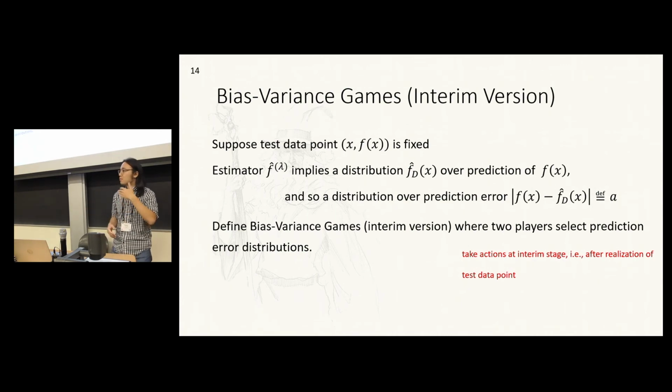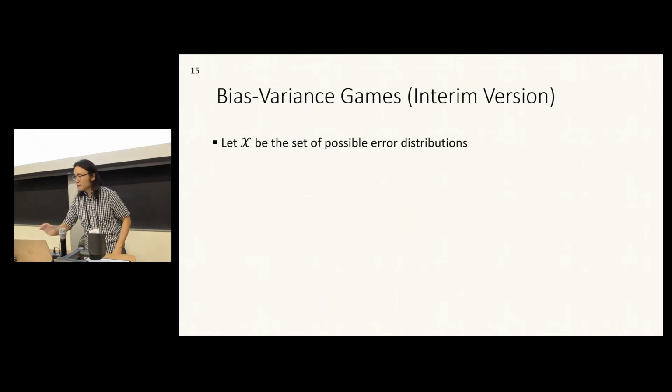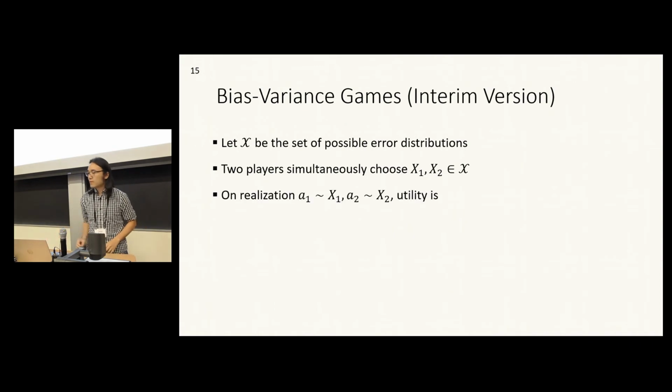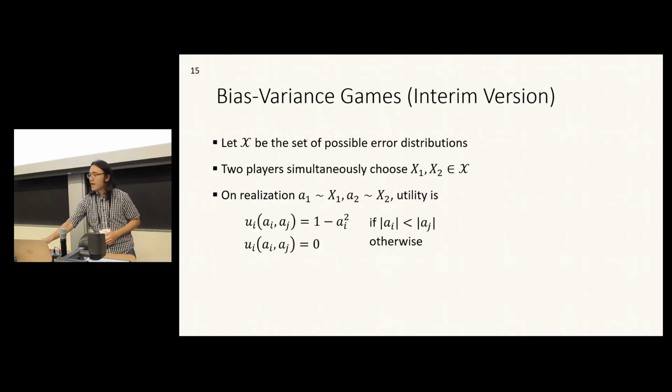Again, this is not practical, but it will simplify our model a lot, which enables us to have a better characterization. More specifically, let's use H to denote the set of possible prediction error distributions. And then we still have two players, who will simultaneously choose their prediction error distributions, x1, x2. And then they will realize their prediction errors, A1 and A2. And the utility will share a similar format as our previous model.